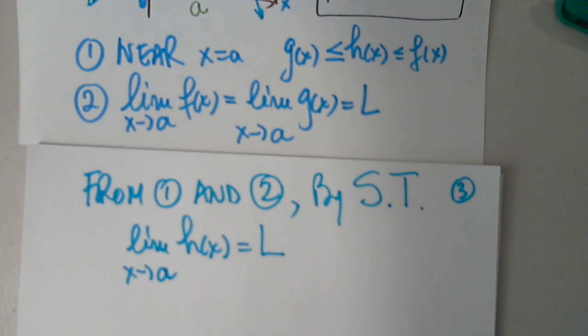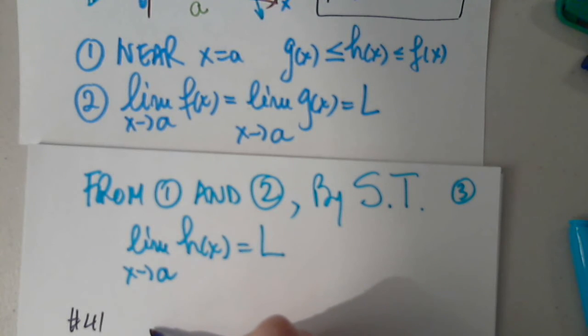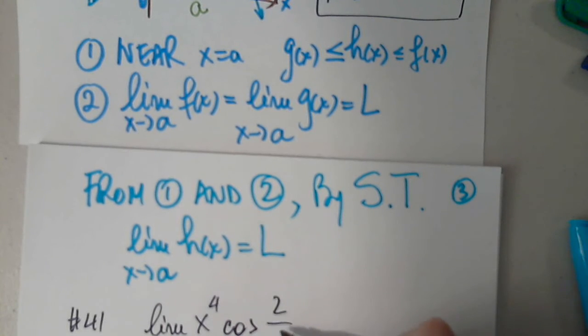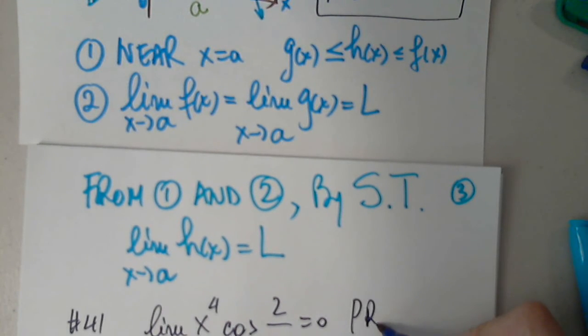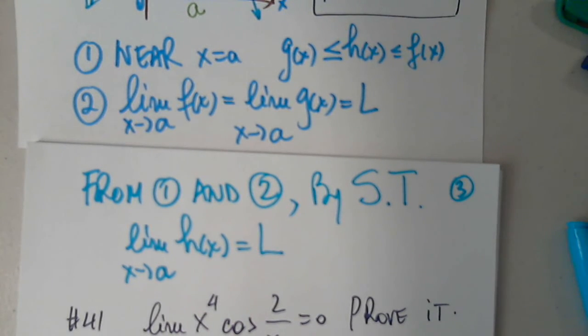So let's work on a problem. And here it is. I'm going to look on the same page, let's say 41. And we have the limit of x to the fourth times cosine of 2 over x equals 0. They say, prove that. Prove it. Any questions before we continue to 41? Anyone? Any questions? Please feel free to stop me.